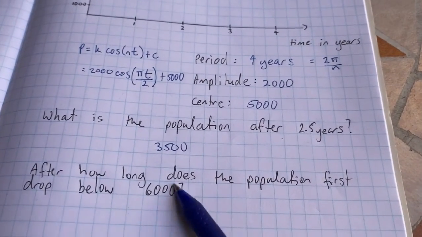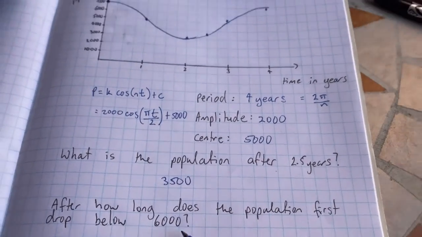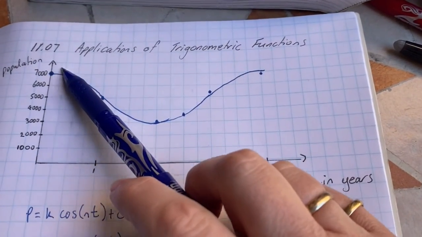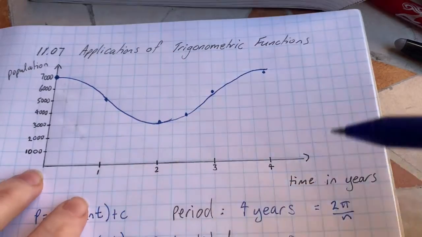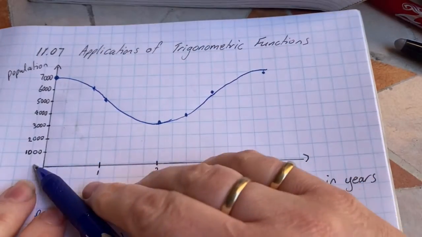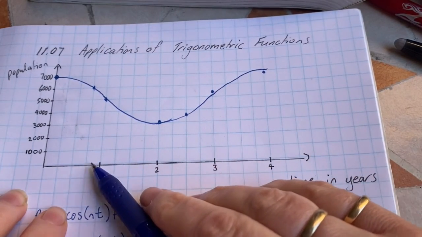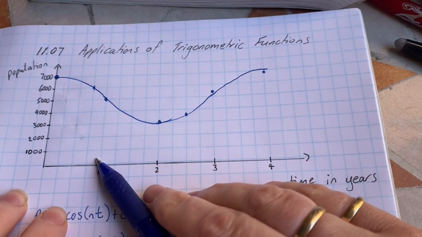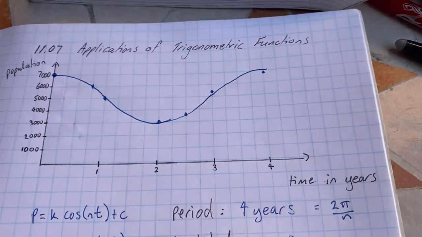So what's the population after 2.5 years? 3,500. After how long does the population first drop below 6,000? So it first drops below 6,000 about here. So because this is 1 year, if I divide it into 4 lots, each of these is 3 months. So I'm going to go with 9 months.